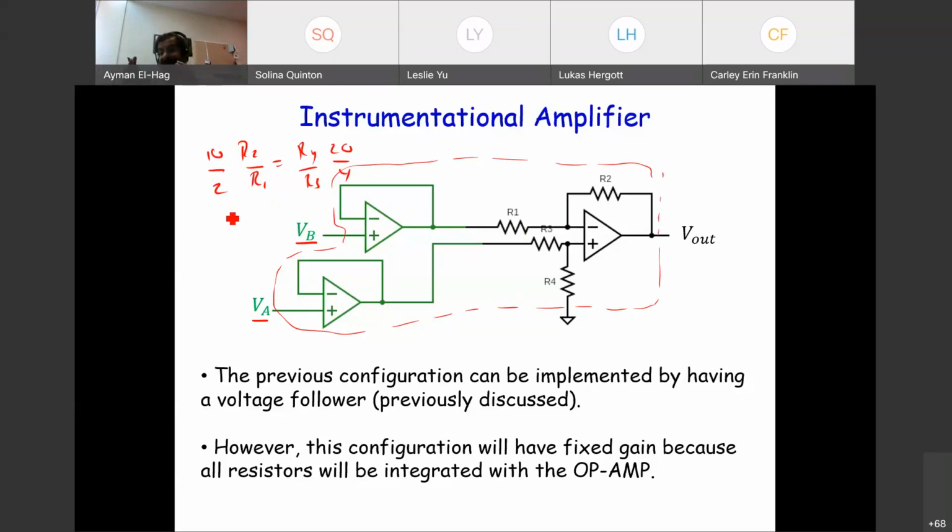Now, everything here is enclosed. What if I want to change the gain? Because the gain here is R2 over R1, which is 5. What if I want to have a different gain? Should I go and buy another differential amplifier, sorry, an instrumentation amplifier, every time I want to have a different gain? Or is there a way I can do the control?